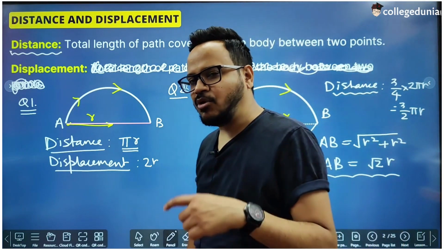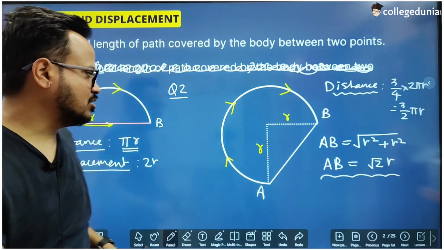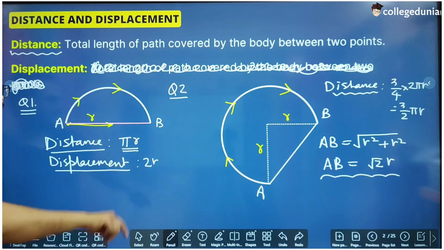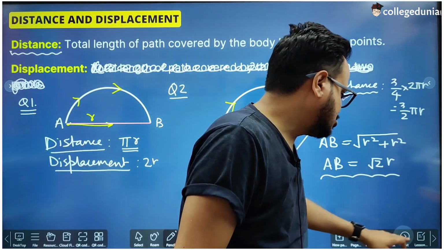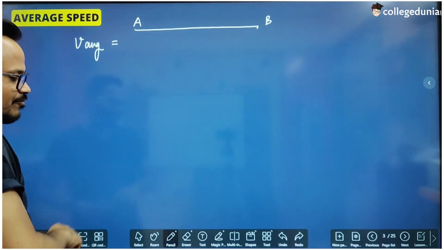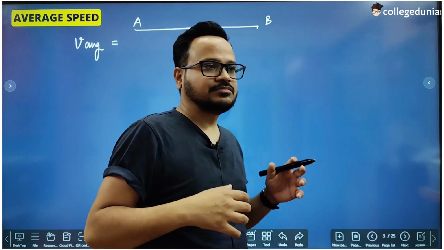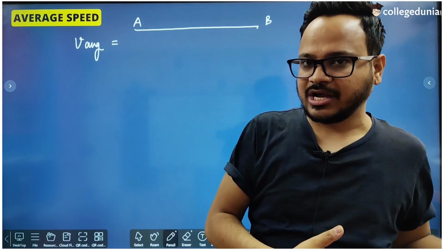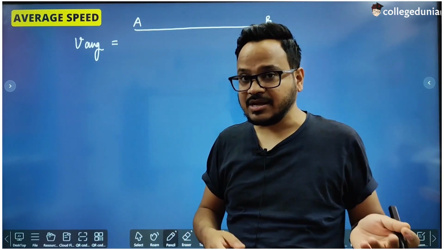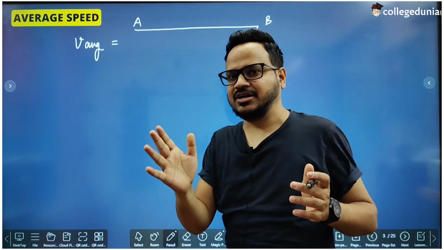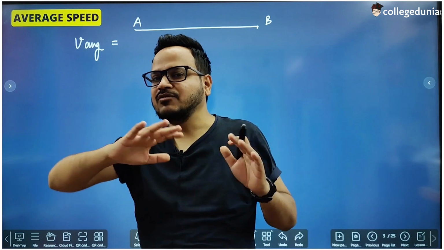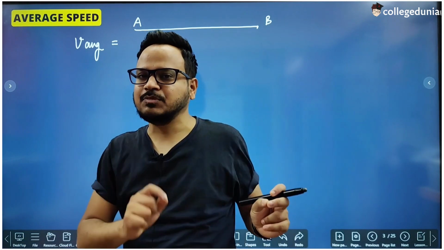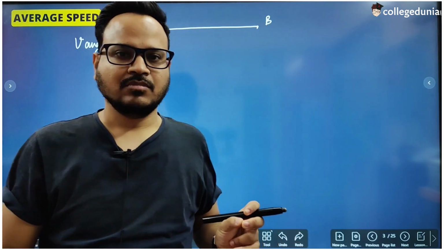So as long as the body is moving in a straight line, the distance and displacement will always be same. So if velocity is displacement upon time and distance and displacement are same, so if the body is moving in a straight line, it is going in one direction only, then the distance and displacement will always be same, and in that case speed and velocity will be same.